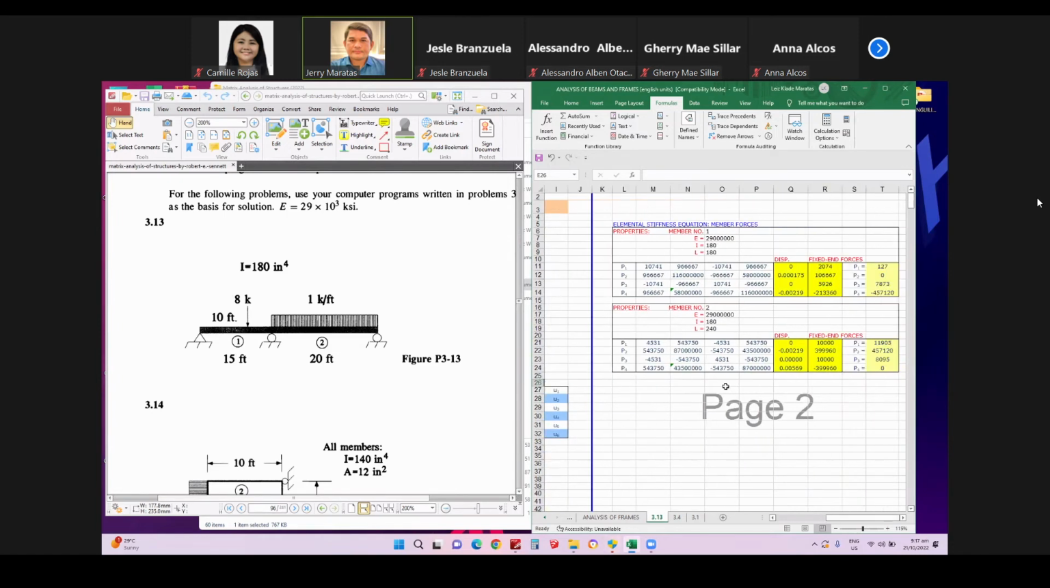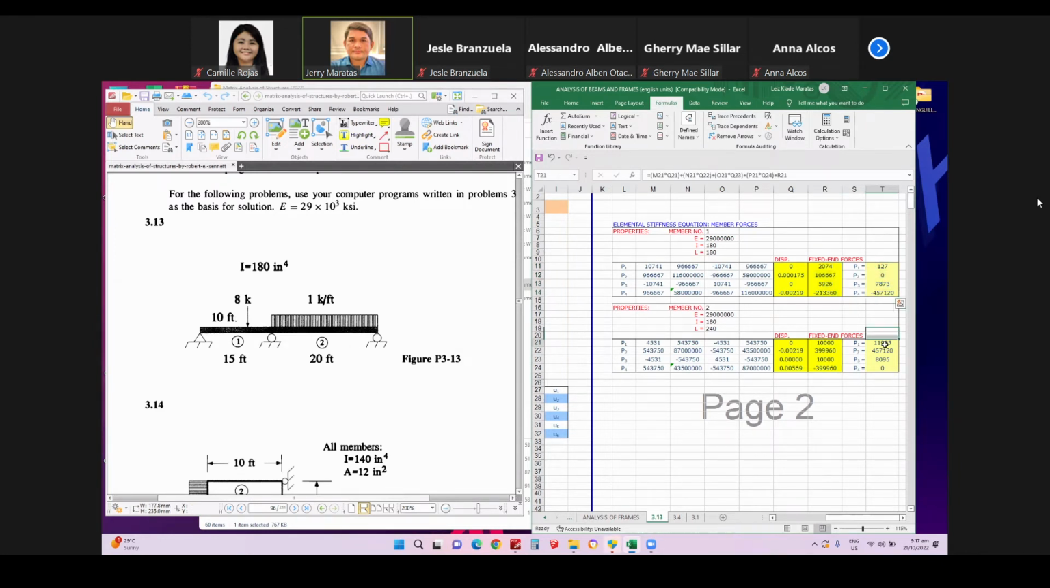After that, once you have the displacements, you can go back to the elementary stiffness matrix. Please take note that there are fixed end forces here. Why? Because the members have non-nodal forces. In other words, the loads are not applied at the nodes. So you have to consider the fixed end moments, wL squared over 12 and Pab squared over L squared.